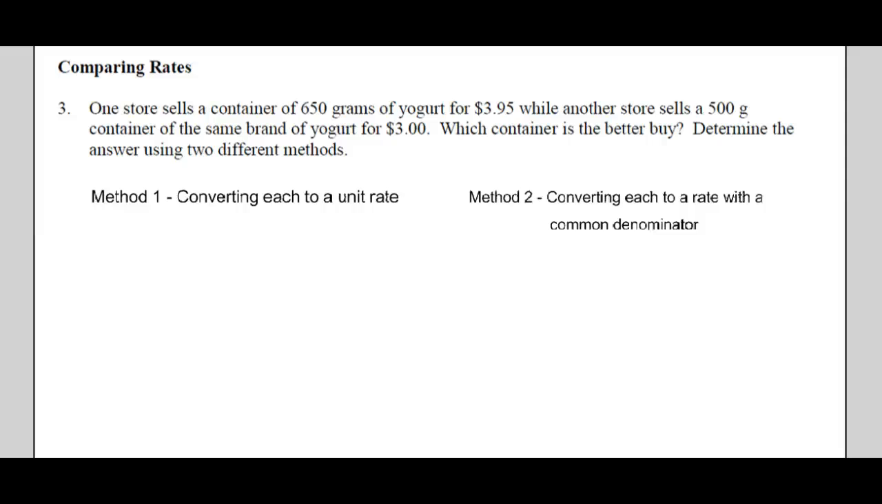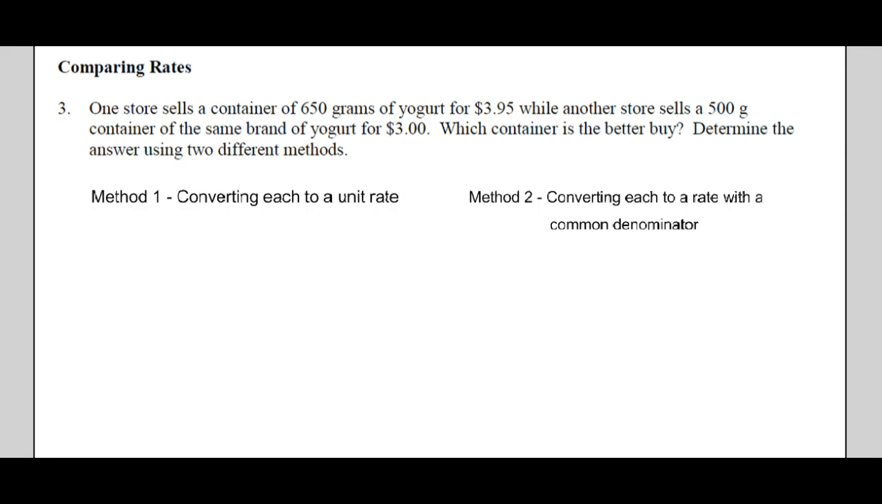One store sells a container of 650 grams of yogurt for $3.95, while another store sells a 500 gram container of the same brand of yogurt for $3. Which container is the better buy? Determine the answer using 2 different methods. Okay, so told you this is real life math, right? Now a lot of times they'll put a rate comparison on the price tag. So if you look on the price tag, it'll give you a price per 100 milliliters or something like that. So you can compare 2 different brands. But maybe they don't, and then you have to do your own comparison.